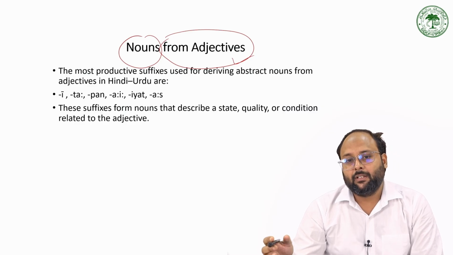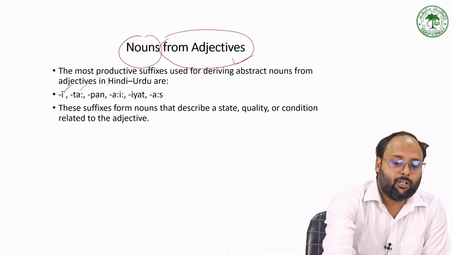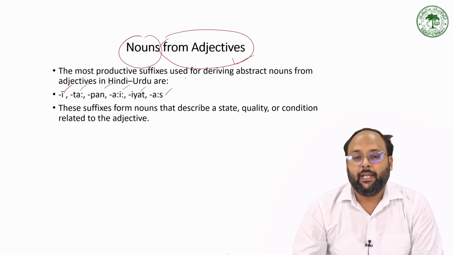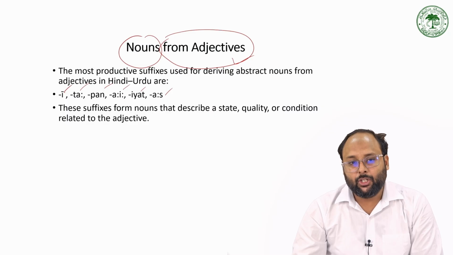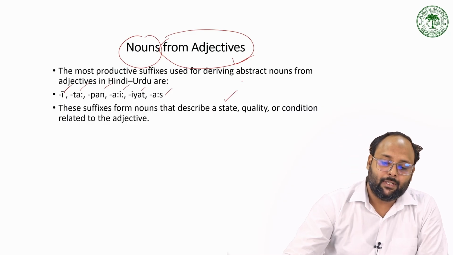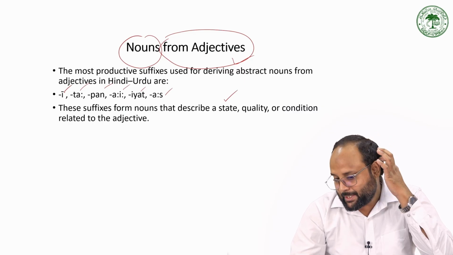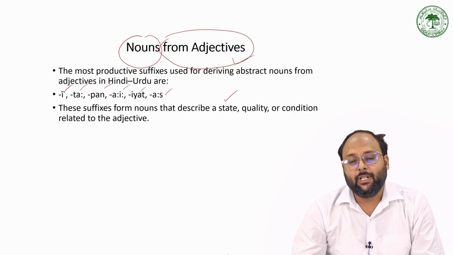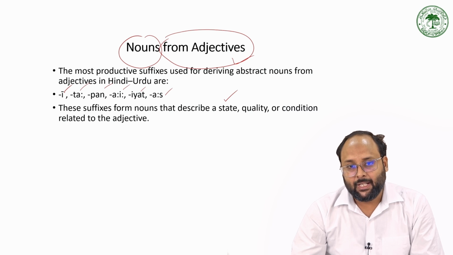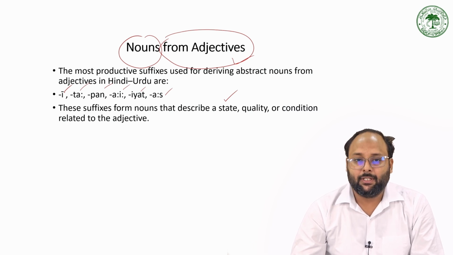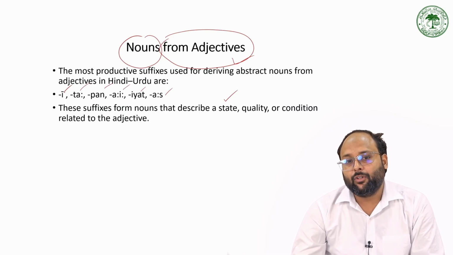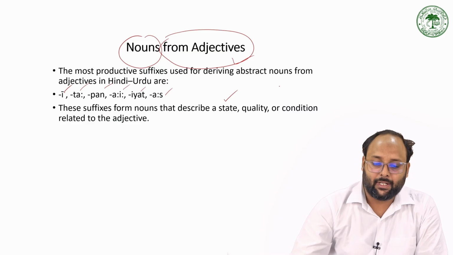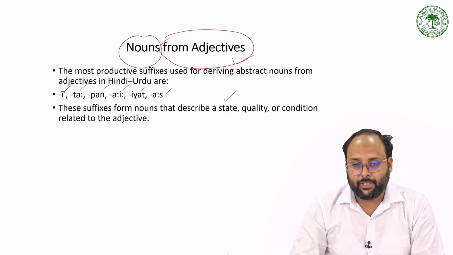So when we add suffixes like e, ta, pan, I, iyat and as to an adjective, it changes into a noun. These suffixes describe a state, quality or condition related to the adjective. It occurs as a noun in the sentence, but it also describes the condition of the noun in terms of adjective, like the quality, condition and state of the entity.